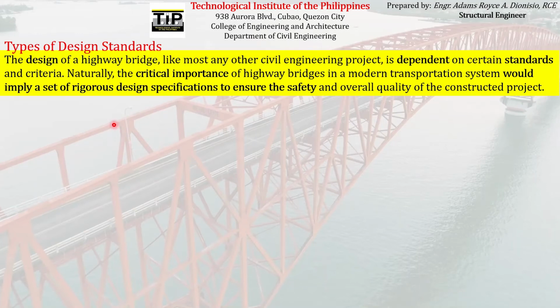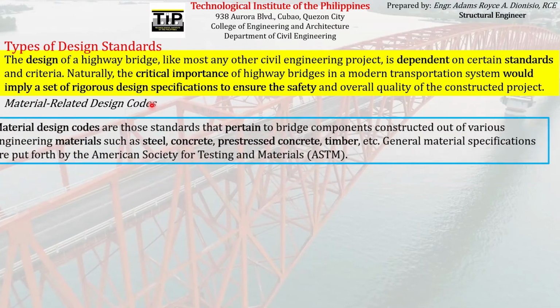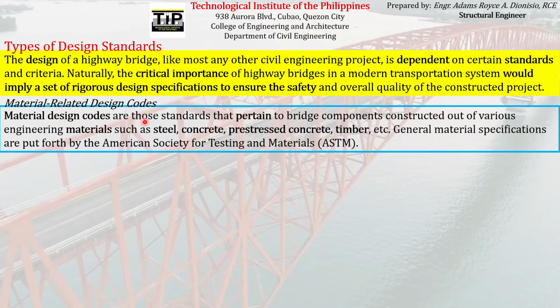Another type of design standard that we usually refer to whenever we design highway bridges or any other project are the material related design codes. Material design codes are those standards that pertain to bridge components constructed out of various engineering materials such as steel, concrete, prestressed concrete, timber, etc.